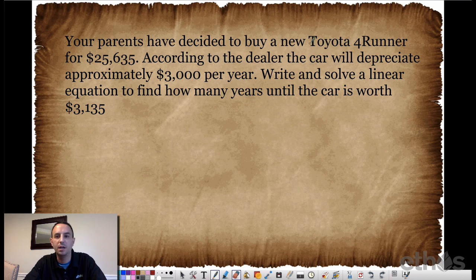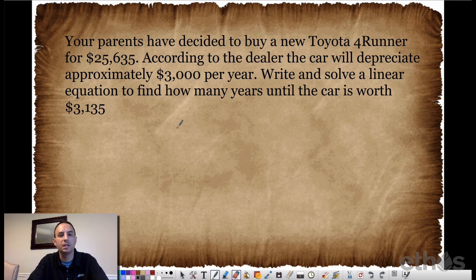Your parents decide to buy a new 4Runner for $25,634. Yes, it's used. According to the dealer, the car will depreciate approximately $3,000 per year. Write and solve a linear equation that will find how many years until the car is only worth this amount.